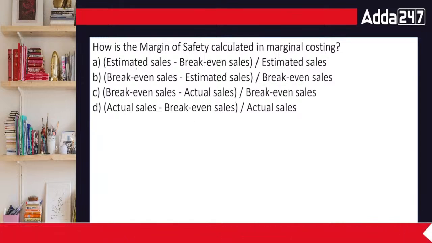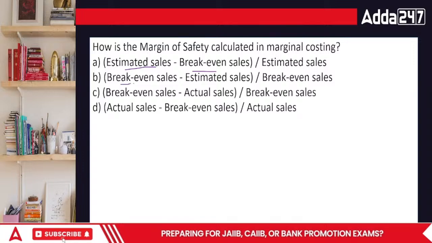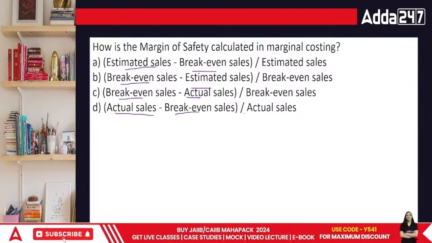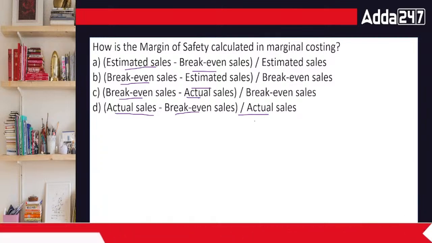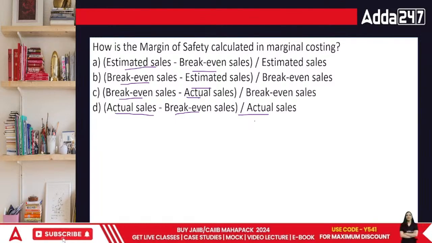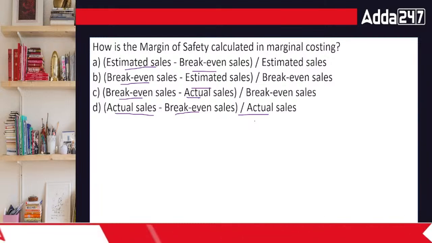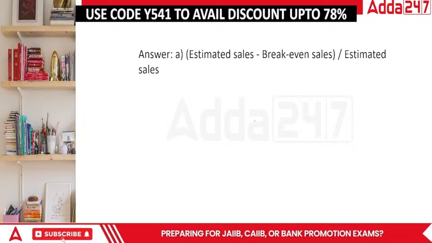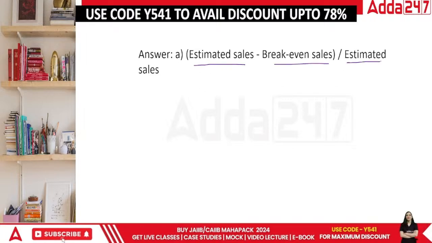In case of margin of safety: estimated sales minus break even sales, divided by estimated sales. This is a point where you go beyond your regular production. Matlab, first of all, we try to achieve at least the minimum. That is where we are trying to cover our costs. Once we have recovered our costs, then we look forward to what's the next point. So if your estimated sales is more than the break even point, we divide it by the estimated sales.